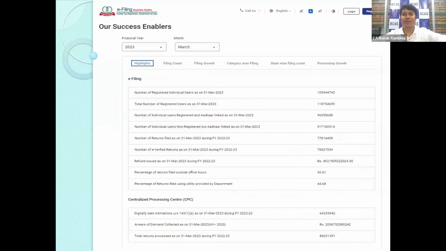So just a quick look at what happened last year. For March 2023, there were about 9 crore 65 lakh users who have linked their Aadhaar and have filed their return. The number of returns filed is about 7 crore 78 lakhs. Yes, we all viewing these presentations would have filed this, but the percentage of returns filed outside office hours is about 36%. So normally 1/3 of all our returns are filed outside the office hours.